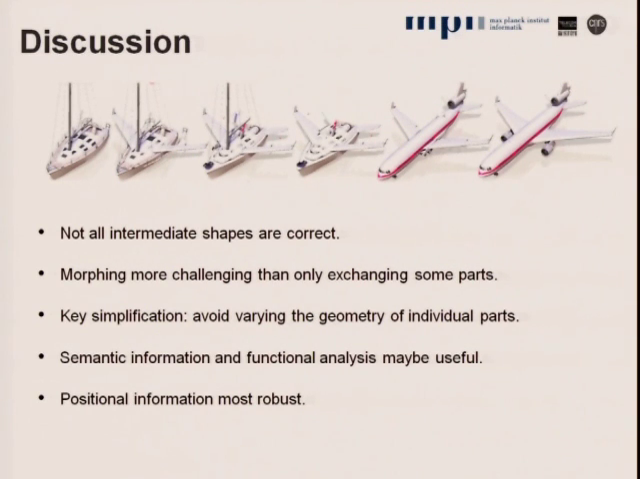This is a key simplification here: we avoid varying the geometry of individual parts. So maybe you have a door from one car which you want to fit to the space of the other car, but it does not fit, so you have an artifact there.